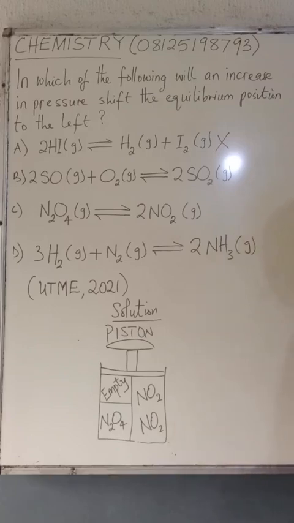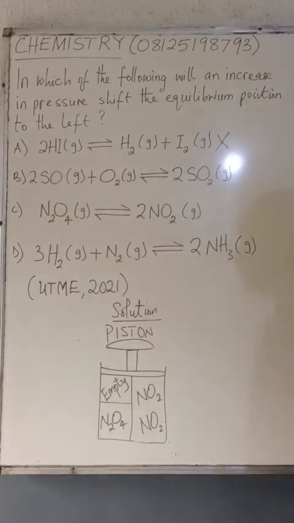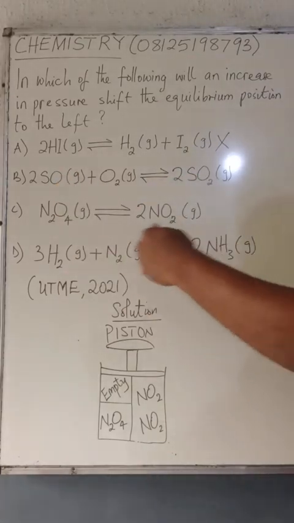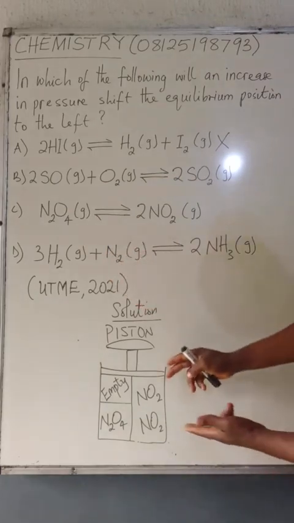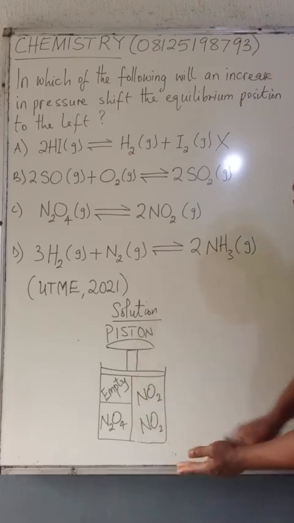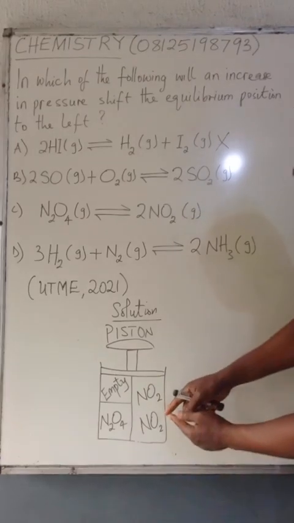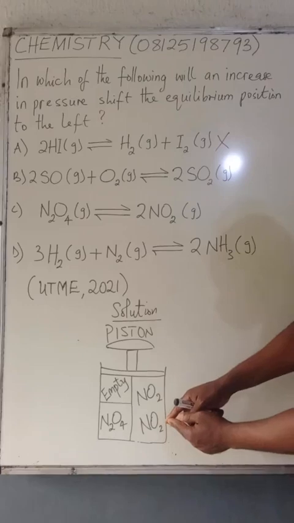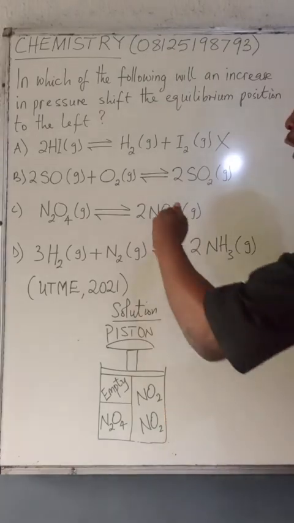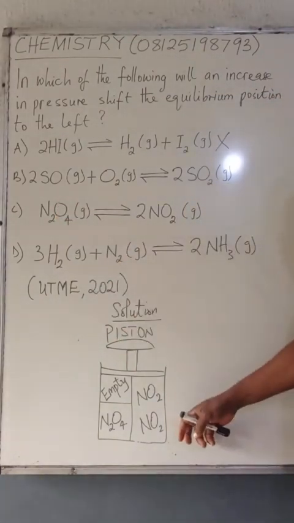That means the position of equilibrium in this problem, option C, is going to be shifted to the left. The position of equilibrium will shift to the left because the product particles will come together even before the piston meets N2O4. And when that happens, they will react to nullify the effect of increased pressure, thereby shifting the equilibrium position to the left. Is that clear?